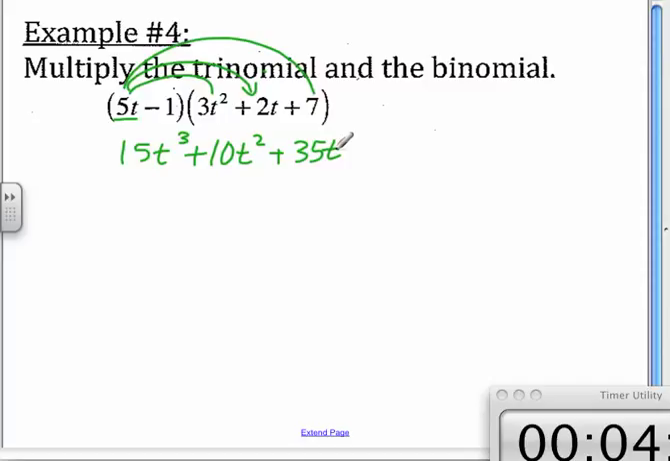Okay? Guys, I know some of you are thinking, I wish you wouldn't use t because it looks like a plus sign. Too bad. Put that little loop at the bottom of the t.